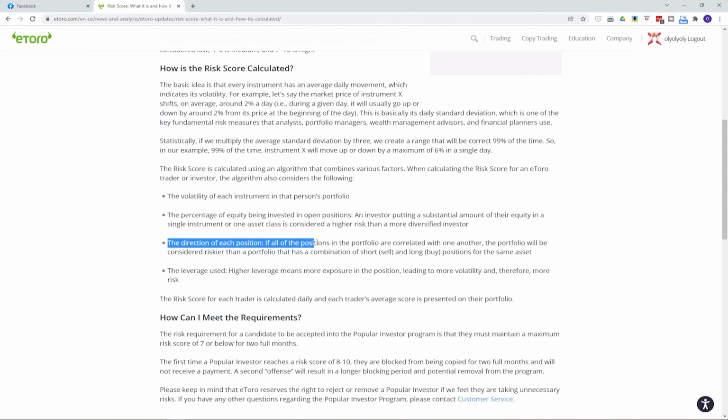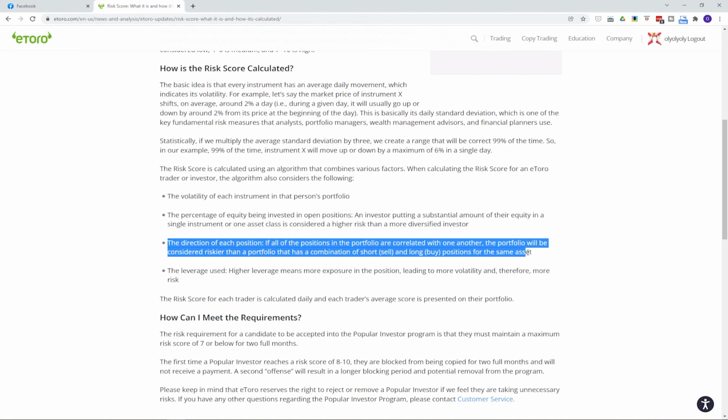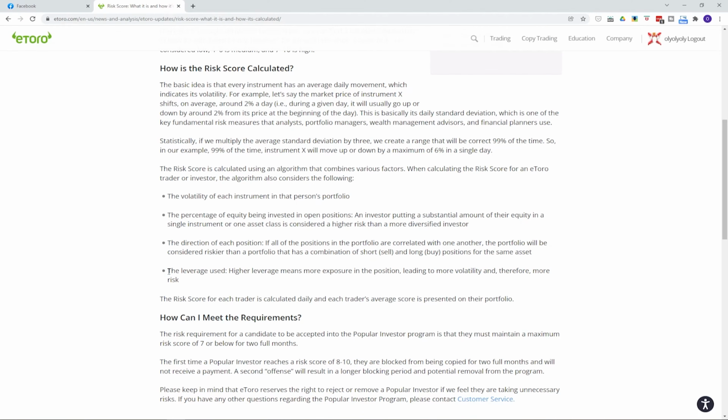So if all of the positions in a portfolio are correlated with one another, the portfolio will be considered riskier than a portfolio that has a combination of short sell positions and long buy positions for the same asset. So this is saying if you have 3 positions, one being GBP USD, another being Euro USD, and another being New Zealand dollar USD, and these are all long, then you are overexposed to the dollar, which would bring up your risk score. And the final factor that affects the calc is the leverage used.